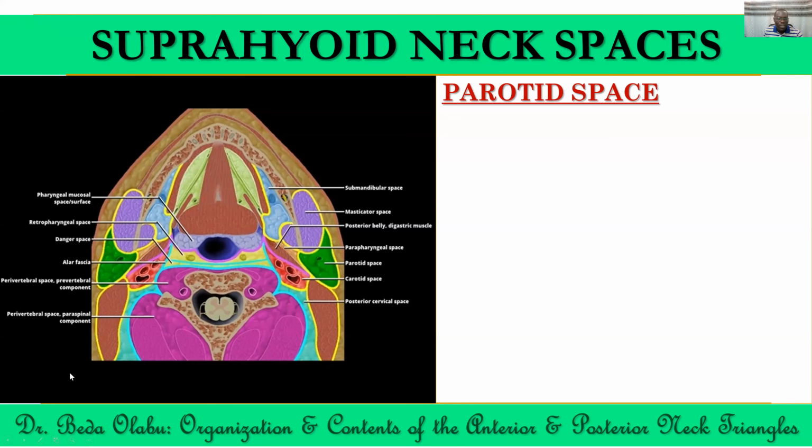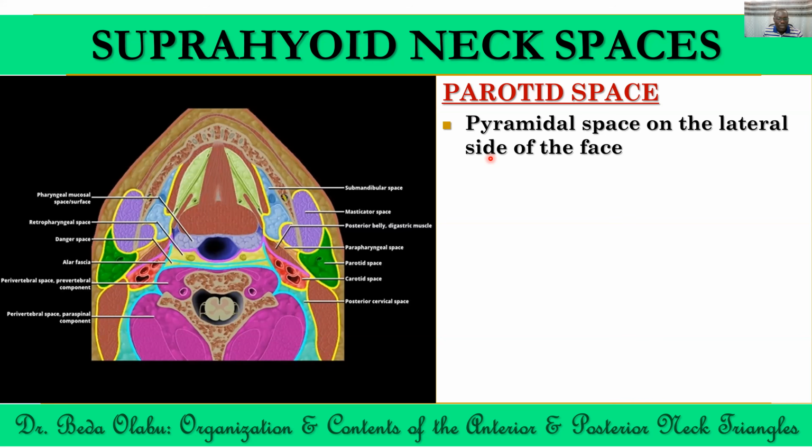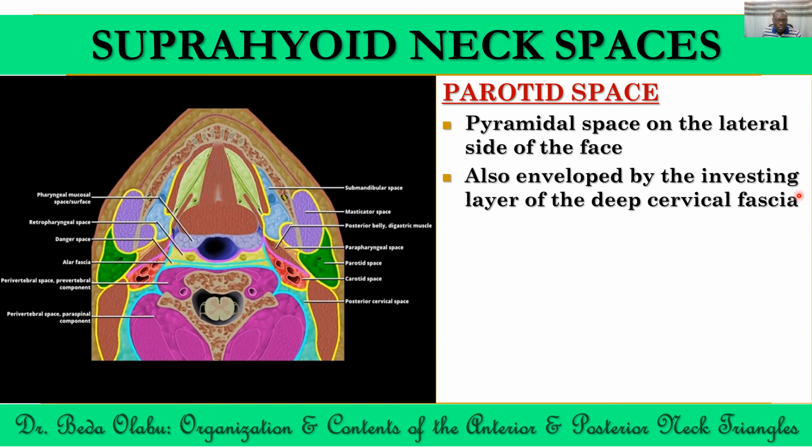We can now talk about the parotid space. The parotid space, which is this one, is a pyramidal space on the lateral side of the face that contains the parotid gland. It is pyramidal because we can see the base is superficial there and the apex is medial there. This space is also enveloped by the investing layer of the deep cervical fascia, as we already talked about when we looked at the parotid gland.